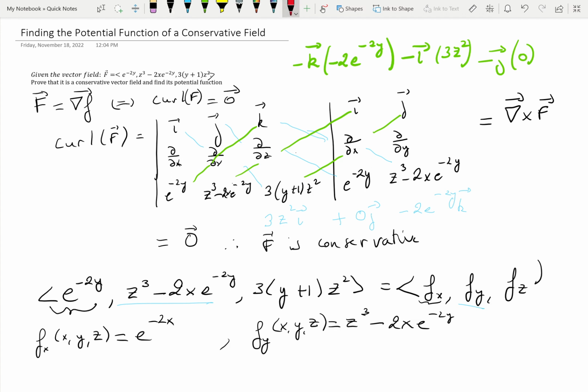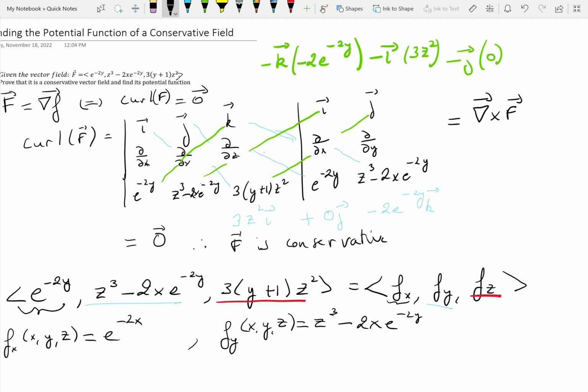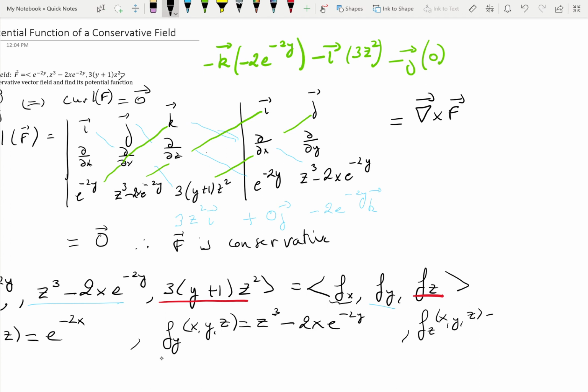And finally, the last component, which I should write a little bit better because it looks like a parenthesis, is equal to the partial with respect to z. So that means that the partial with respect to z is equal to 3 times y plus 1 z squared.